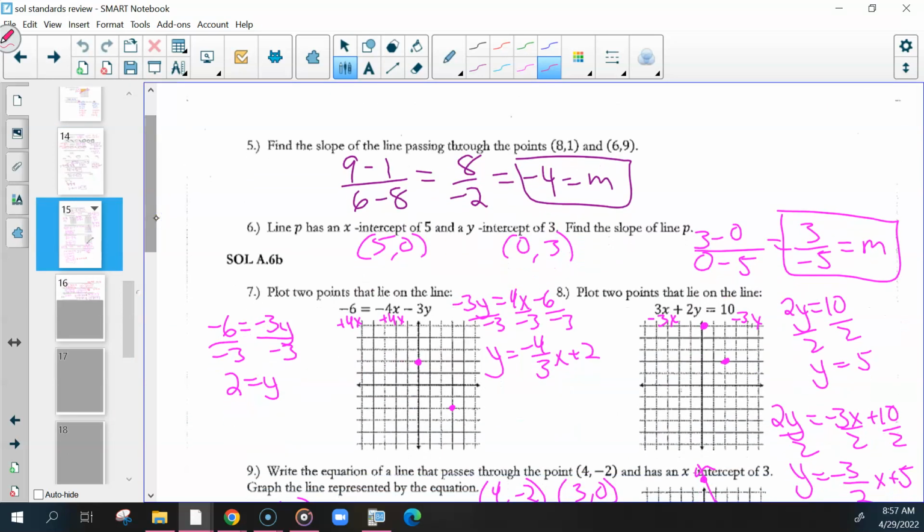Number 5 was another one you could have done either way and gotten -4. 6, you would have had to know that an x-intercept is written as 5, 0, y-intercept is written as 0, 3. You can find the slope algebraically or put those in, count the slope. Anyone want to see either of those in Desmos?